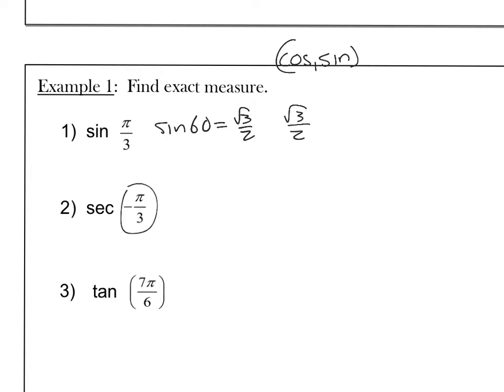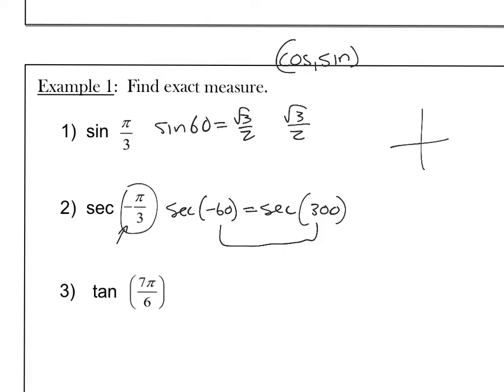So secant of negative pi over 3. Secant of negative 60, as pi over 3 is 60. So then we flip that around. It's the same thing as secant of 300. Remember, one's negative, one's positive, but they still have to take 360 degrees. They went negative 60 degrees. How far do I have to go this way to line up with that, to be coterminal with that? That's going to be 300.